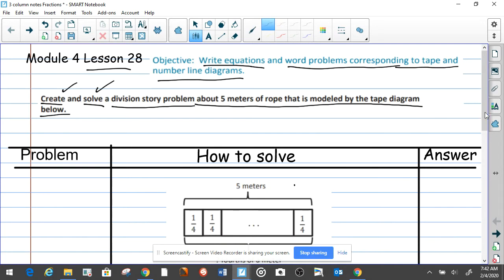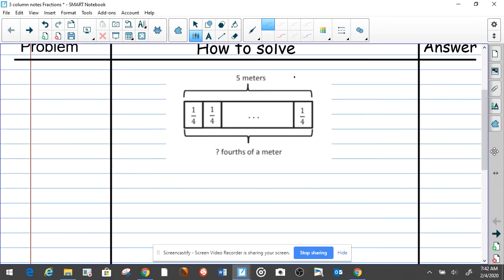Okay, here's our tape diagram. And the first thing you need to do is identify what's missing. So we have the total, which is the 5 meters, and that's represented by the tape diagram. And we don't know how many fourths in it. So that would be a good problem to come up with.